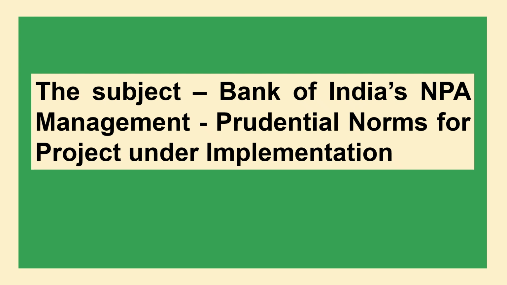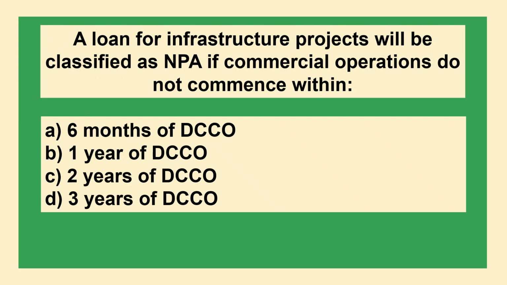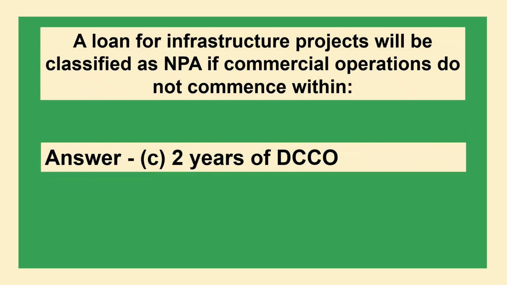The next subject is Bank of India's NPA management prudential norms for project under implementation. A loan for infrastructure projects will be classified as NPA if commercial operations do not commence within option A 6 months of DCCO, option B 1 year of DCCO, option C 2 years of DCCO, option D 3 years of DCCO. The answer is option C 2 years of DCCO.